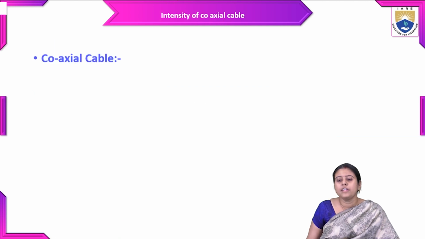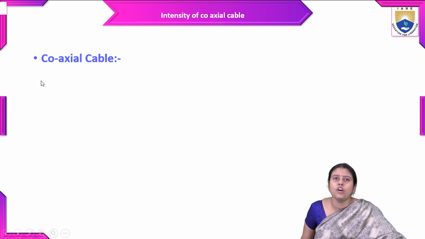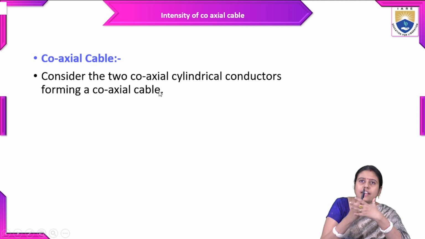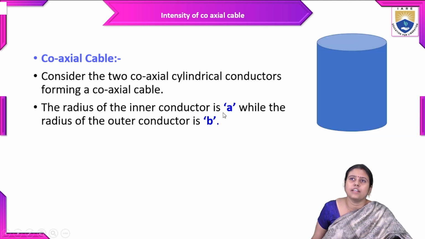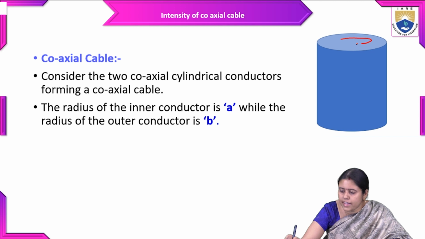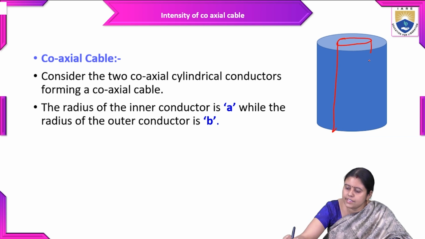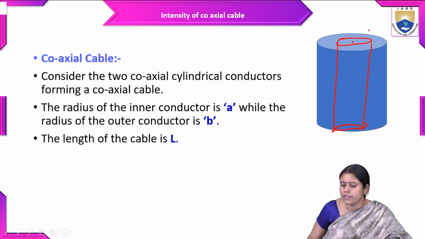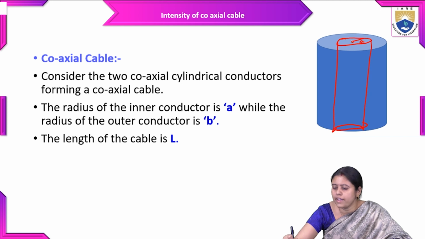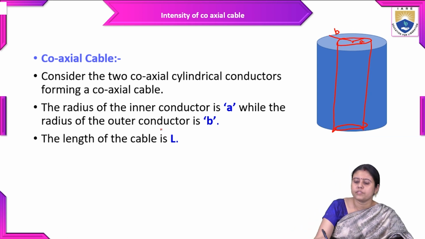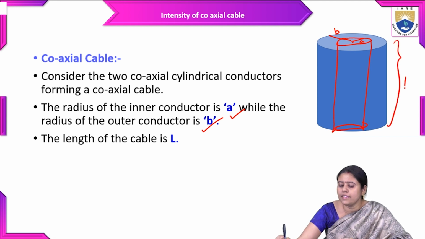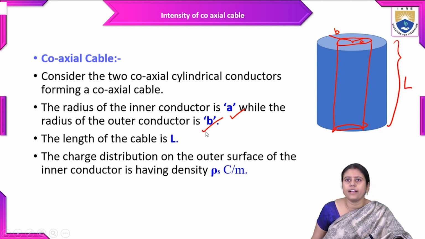Next, what will we get here? The intensity of a coaxial cable. What is the meaning of a coaxial cable? Consider two coaxial cylinders, meaning same axis, forming a coaxial cable. If this is an axis, another one is like this, and this is an example of a coaxial cable. It has two radii: the inner conductor radius we take as A and the outer conductor radius as B. The length of the cable we have taken as L.